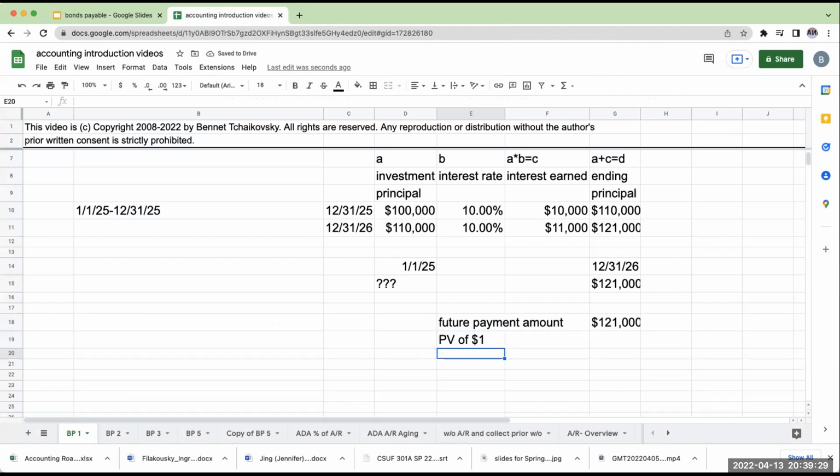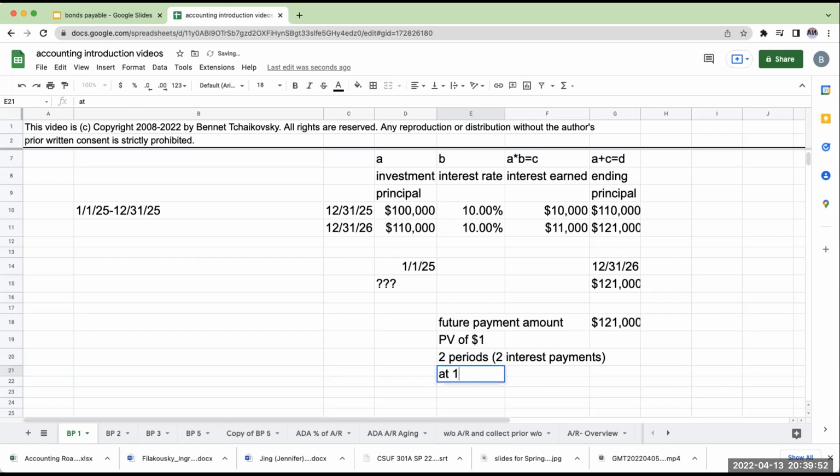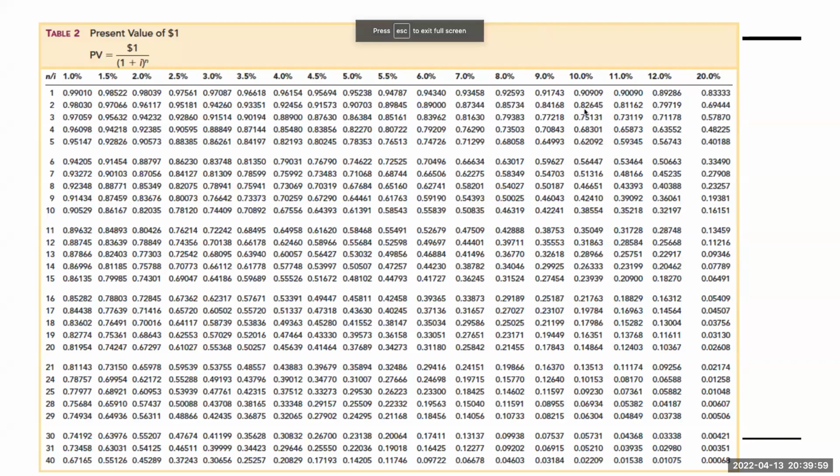Now, when I go to the table, I need to know two things. How many times was interest paid or compounded? We call that a period. And what is the market rate of interest? So I'm going to use 2 periods because there were 2 interest payments at 10%. So let's go over here. I'm going to see 2 periods at 10%, and this is going to be 0.82645.